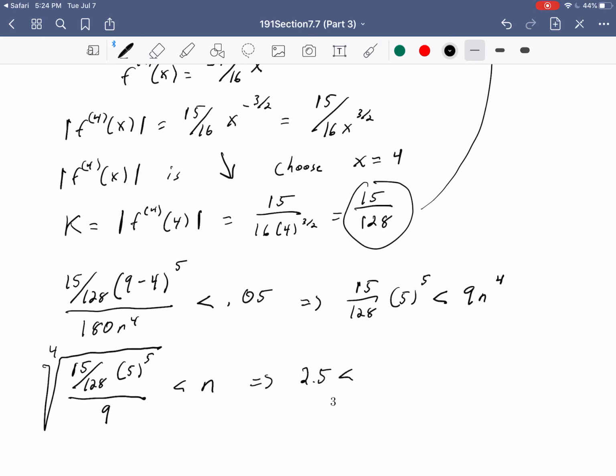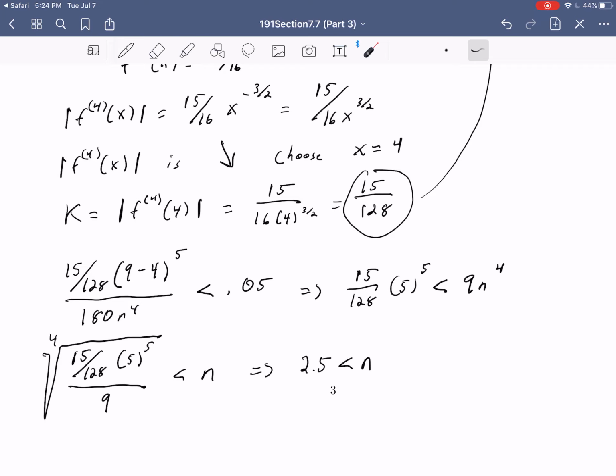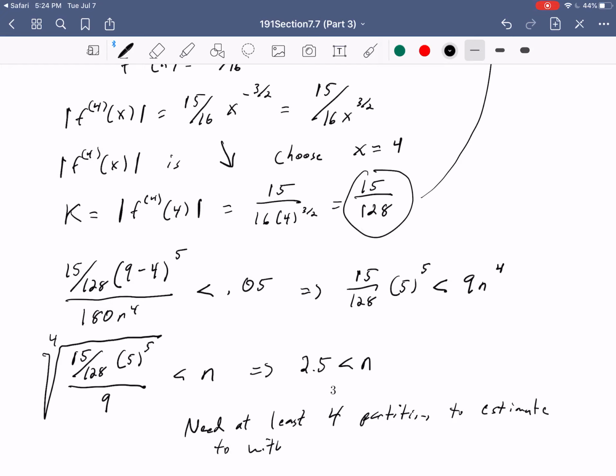So n needs to be an integer value that is larger than 2.5. We might be tempted to pick 3, but keep in mind that with Simpson's rule, n must be even. So we need at least 4 partitions to estimate to within 0.05 using Simpson's rule. So we can see that we can get away with a tremendously small amount of partitions. Only 4 partitions are necessary to estimate to within 0.05 using Simpson's rule.